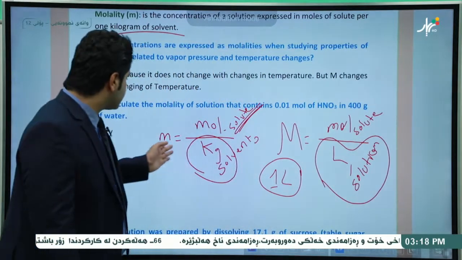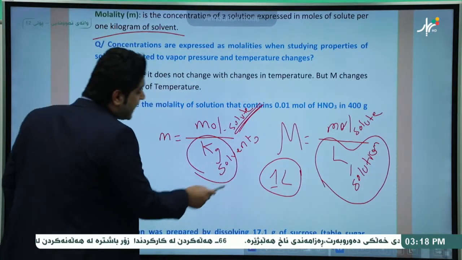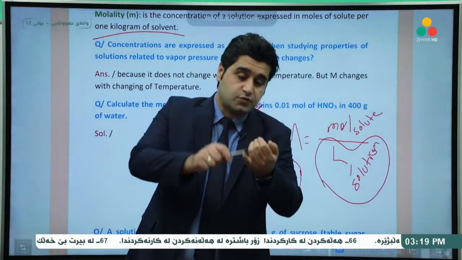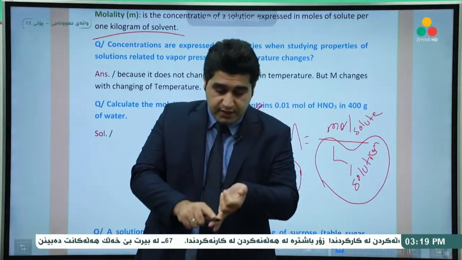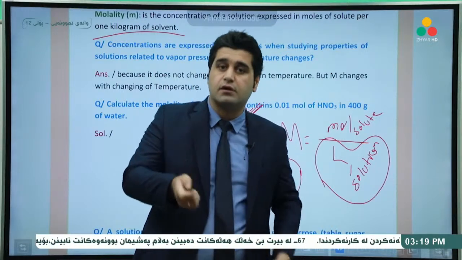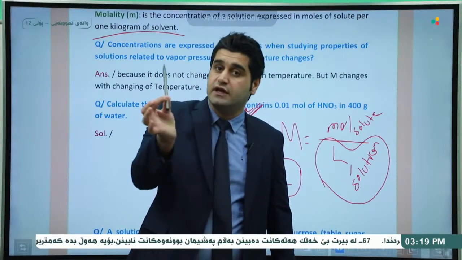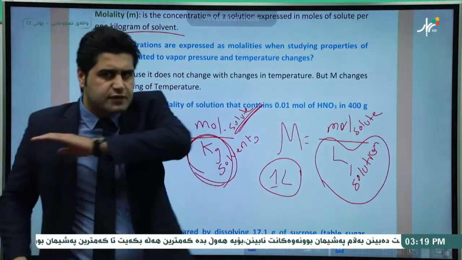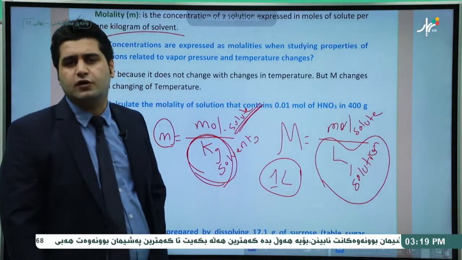But what about the molality? In the molality we have a kilogram. 1 kilogram is 1 kilogram. At winter, at summer, it is 1 kilogram. It cannot be changed. Increase pressure, decrease pressure, 1 kilogram is 1 kilogram. Never change. So it can stay constant over a wide range of temperature and pressure.